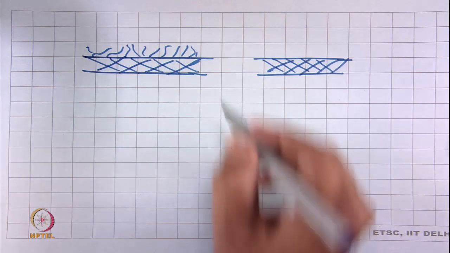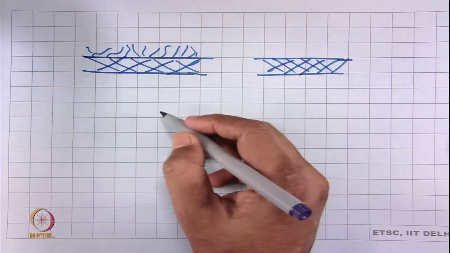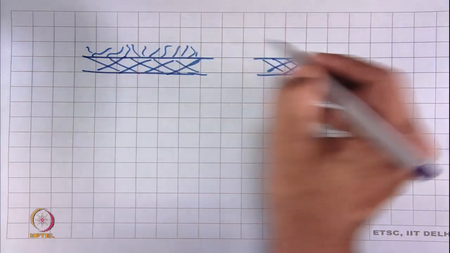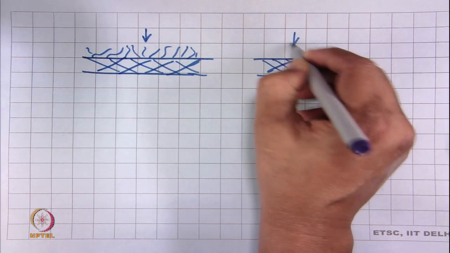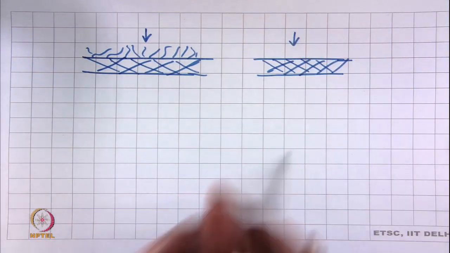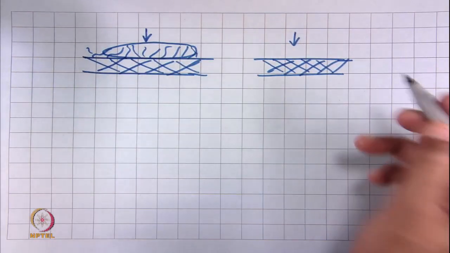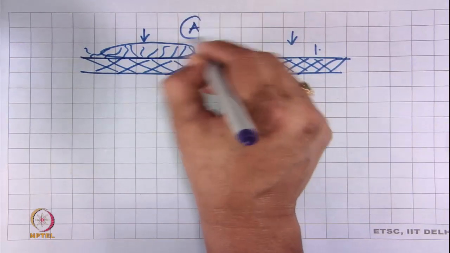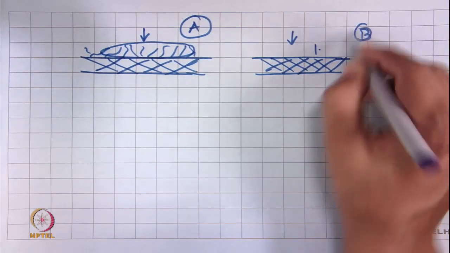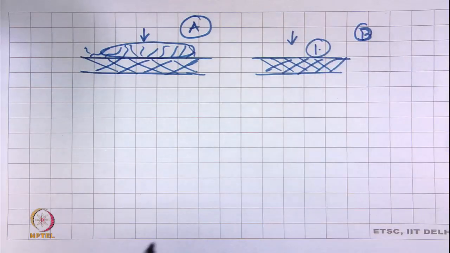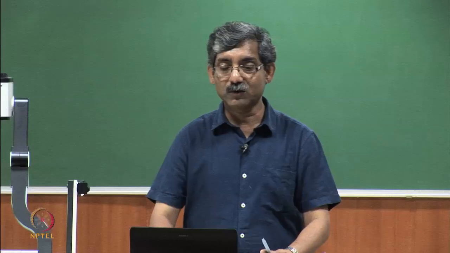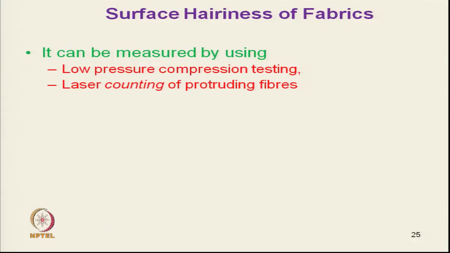Now, how do we get an indication of hairiness on the surface of the fabric? If we test the compressibility at low pressure, the fabric with higher hairiness, fabric A, will give higher compressibility, and fabric B will give the least compressibility, it will not be compressible. So, knowing the compressional value at low pressure will give an idea about the presence of surface hair. It is called low pressure compression testing.